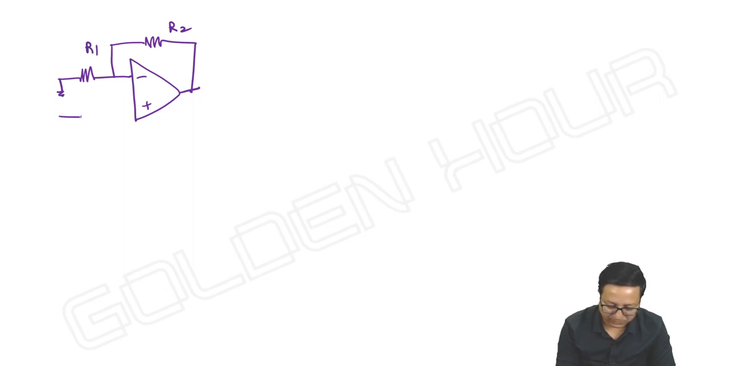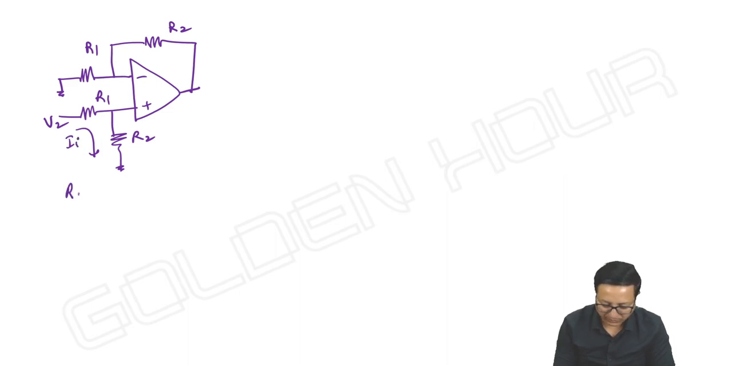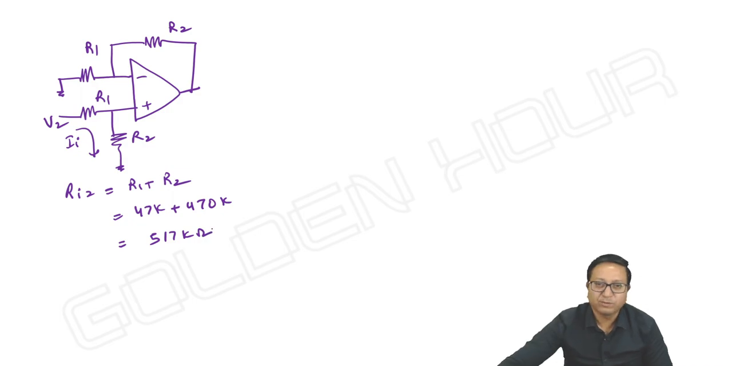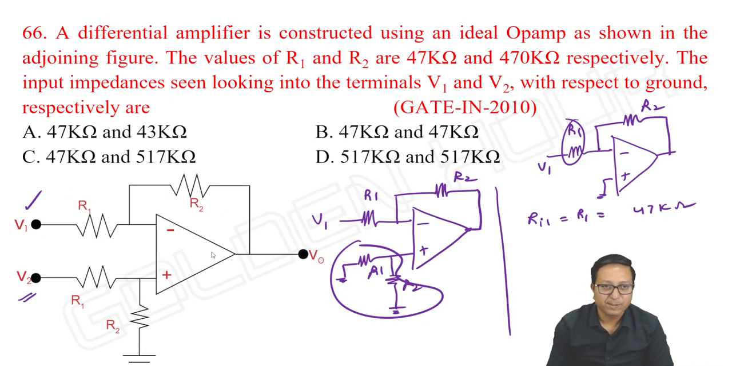While studying the effect of V2, we will set V1 to 0. This is how the current will be flowing. So Ri2, it is R1 plus R2. R1 is 47K plus R2 470K. It is 517 kilo ohms. It's as simple as that. So option C is correct.